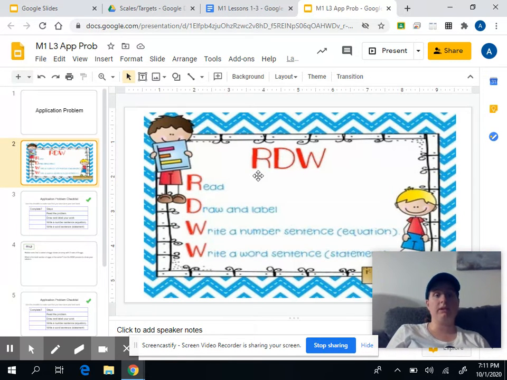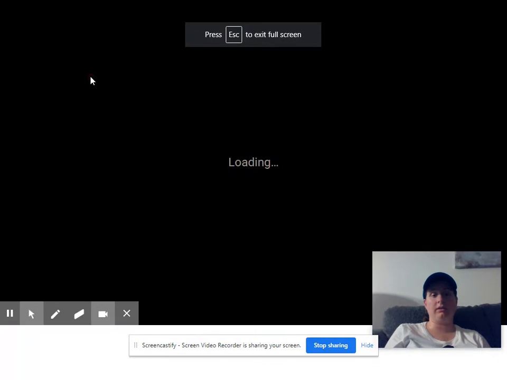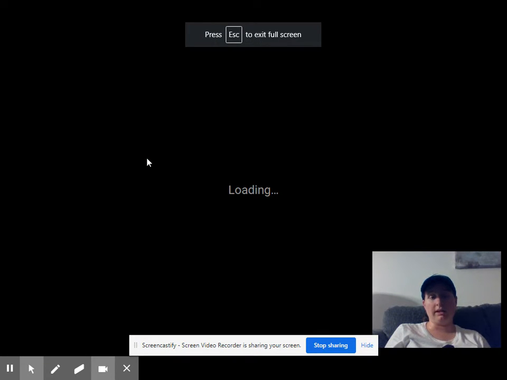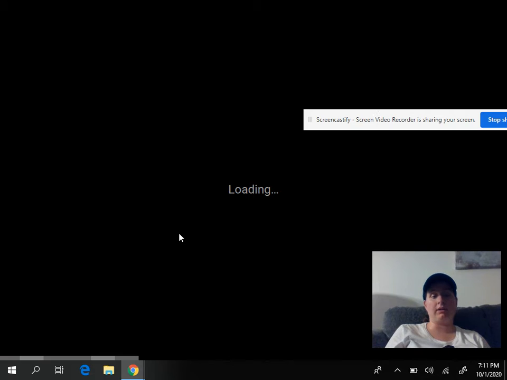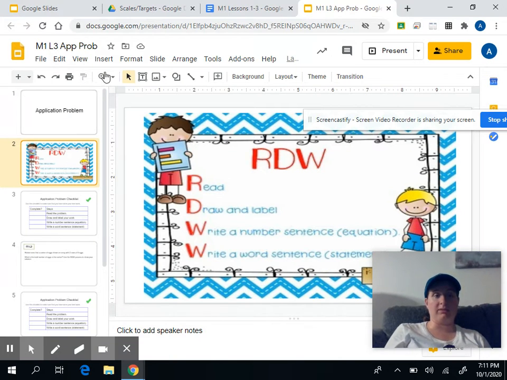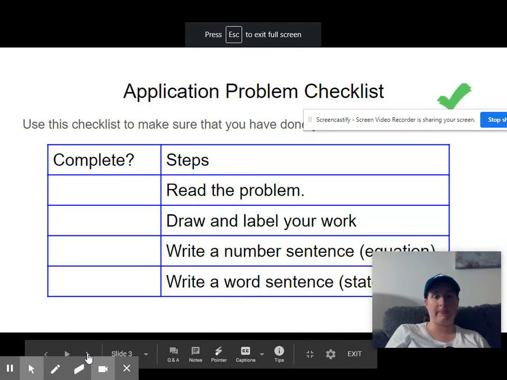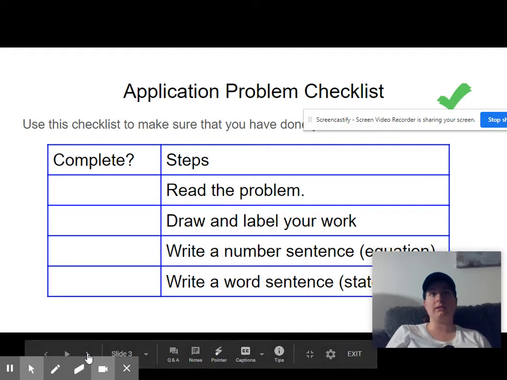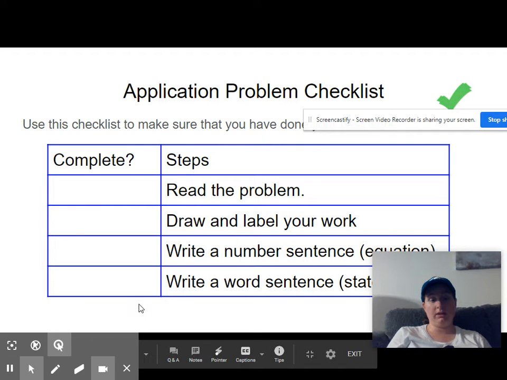Okay, so it is one of our word problems. So I read, draw, write problems, where you will read the problem, draw and label your work, write a number sentence or an equation, and write a word statement to answer the problem. Okay? All right. So you will have this checklist soon. That is part of what I'm dropping off on Friday.